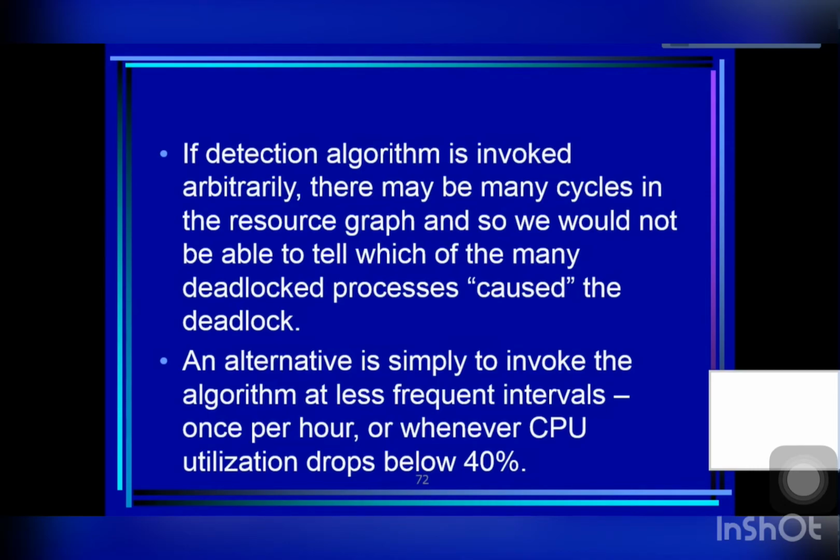A less expensive alternative is simply to invoke the algorithm at defined intervals, for example, once per hour or whenever CPU utilization drops below 40%. A deadlock eventually cripples system throughput and causes CPU utilization to drop.